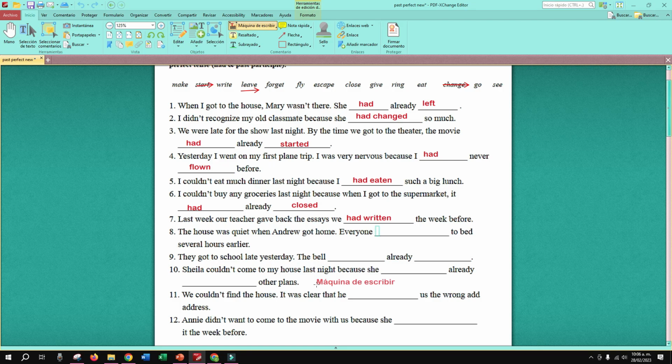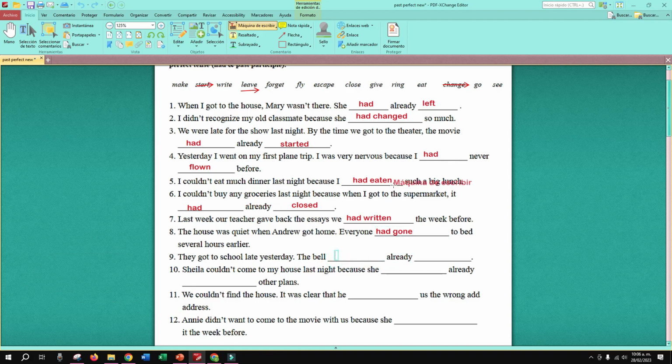Everyone to bed several hours. Had went. Which could be had gone. Edwin, remember that that is the past participle, right? So everyone had gone to bed several hours early. Good. Number 9. They got to school late yesterday.